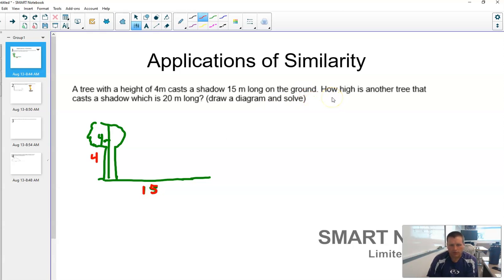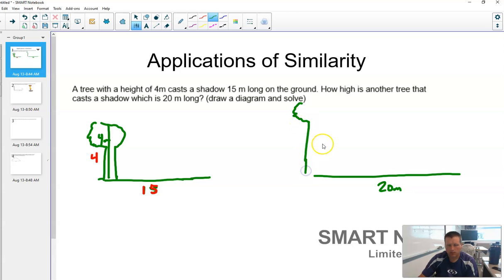And then we have another tree that's somewhere that's casting a shadow that's 20 meters. We've got this tree here. And again, I don't know how tall this is. I know that the shadow's 20, but I want to know this.